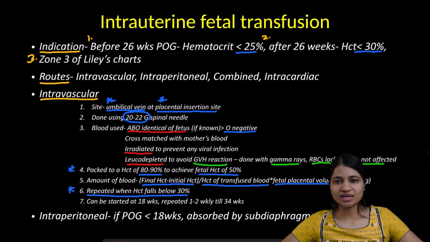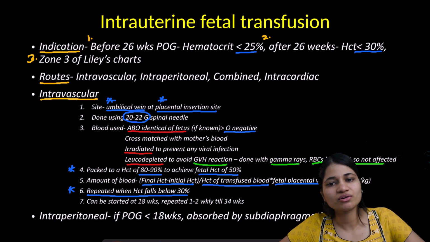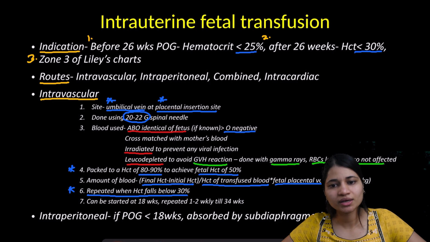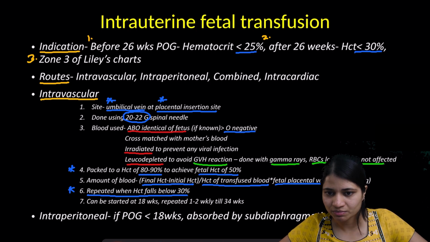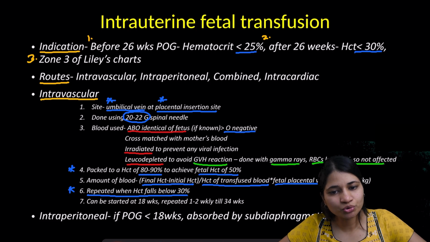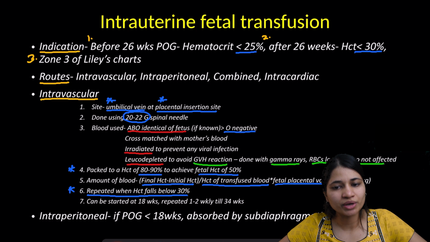So let's quickly revise intravascular intrauterine fetal transfusion. As we said, it should be done at the umbilical vein using a 20 to 22 gauge spinal needle, using blood which is ABO identical to the fetus, cross-matched with the mother's blood, irradiated and leukodepleted. It should be packed to a hematocrit of 80 to 90% to achieve a fetal hematocrit of 50%.